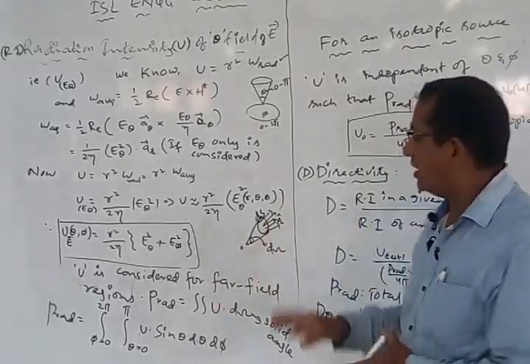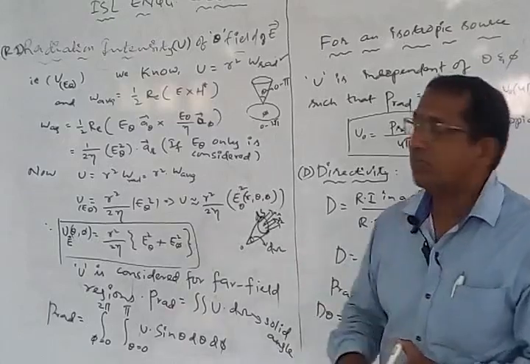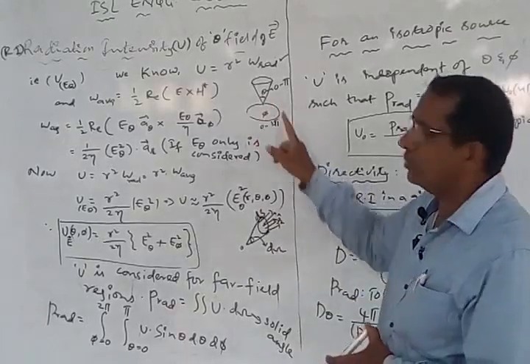Now here, while integrating, we have two variables. One is going to be theta, another one is going to be phi.